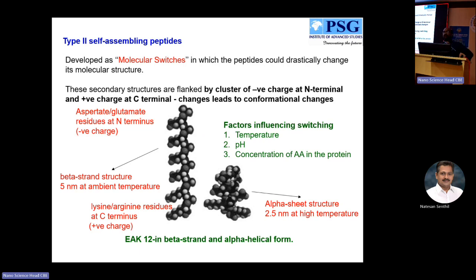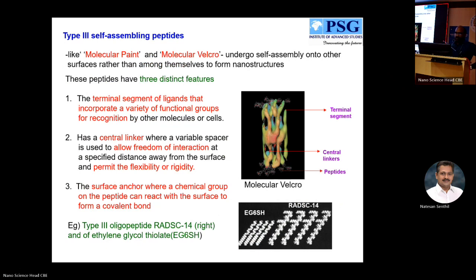And when you bring it back to the original condition, it again expands. So this is called molecular switches. This expansion and contraction of the nanomaterial is determined or controlled by factors. Okay. And the type 3 assembly is a molecular paint or molecular velcro.